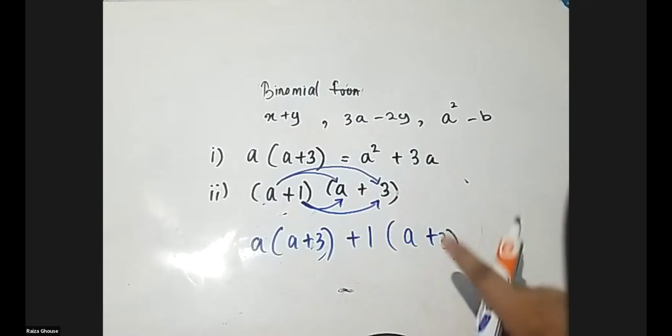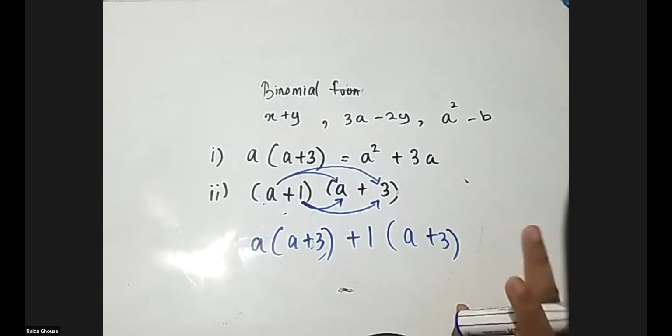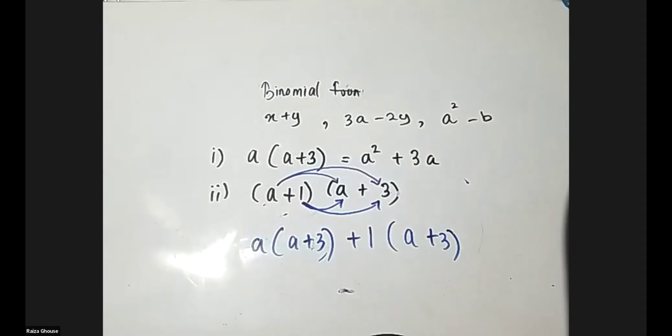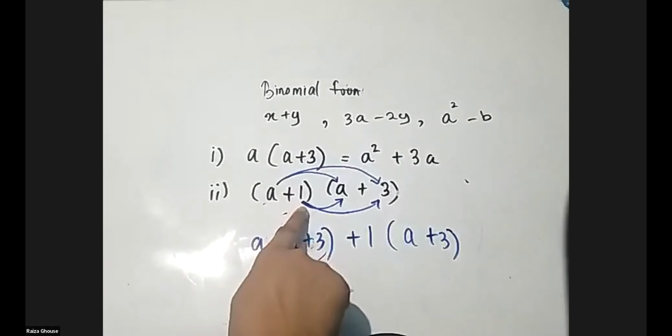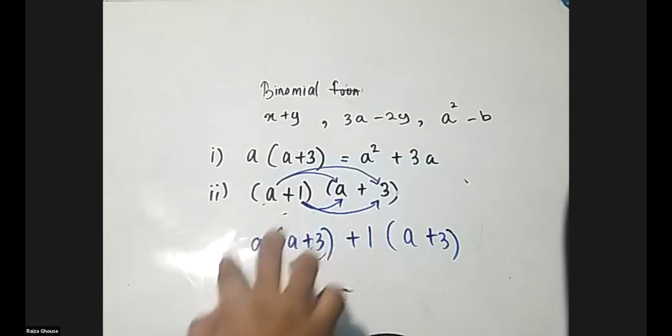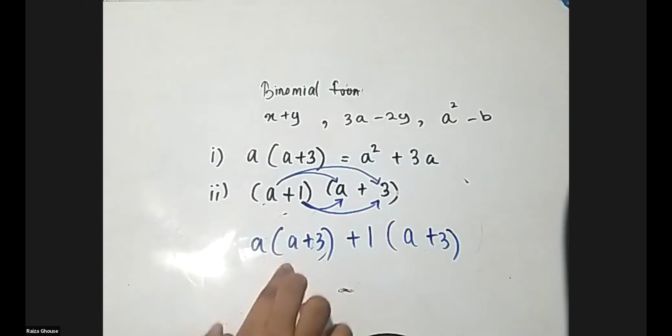Okay, did you understand? Is anybody there who didn't understand? Now tell me yourself. First term of the first bracket, second term of the first bracket, both taken out, and the second bracket is always written the same. Now it is easy for you.